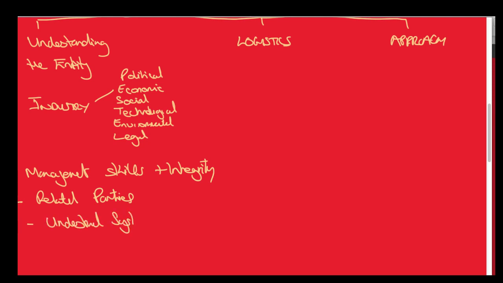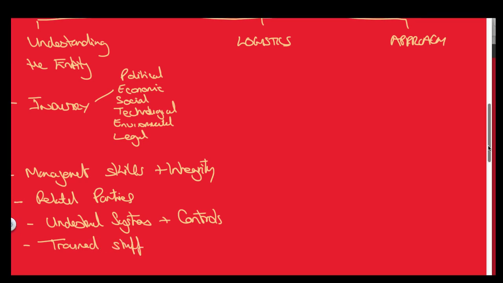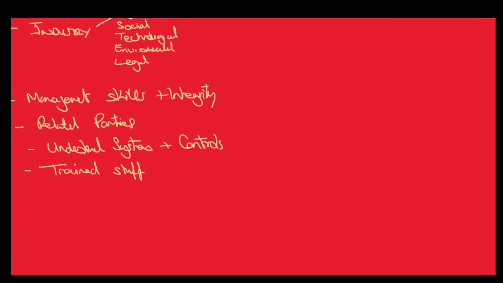We need to understand systems and controls. If we're going to audit something, we need to understand how the system works and what controls are behind those systems. We need to know, have they trained their staff appropriately? Because we can have the best controls in the world, but if our staff aren't trained properly, then the controls won't work. We will need to do some analytical reviews.